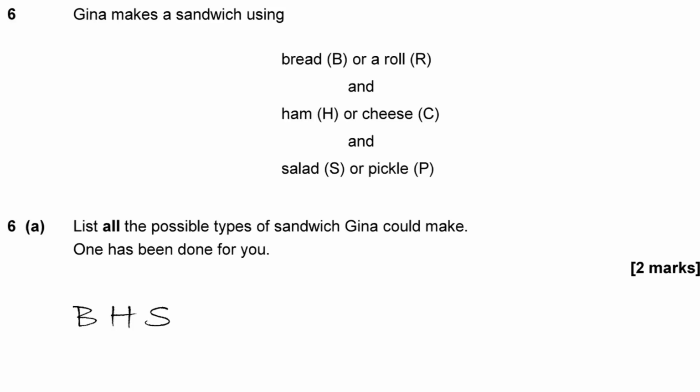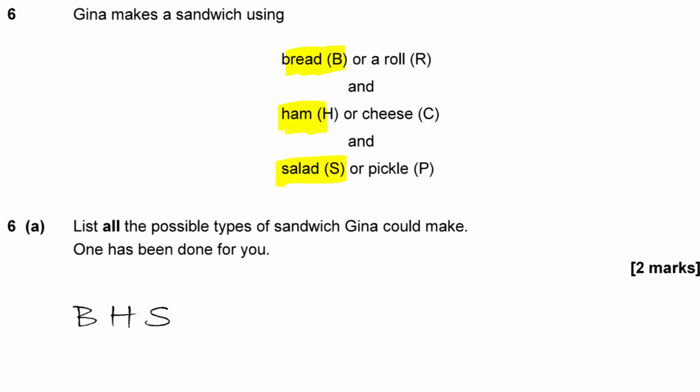Gina makes a sandwich using bread or a roll, and ham or cheese, and salad or pickle. List all the possible types of sandwich Gina could make. One has been done for you. It's written down BHS, which stands for bread, ham and salad. So we need to come up with all the other possibilities.